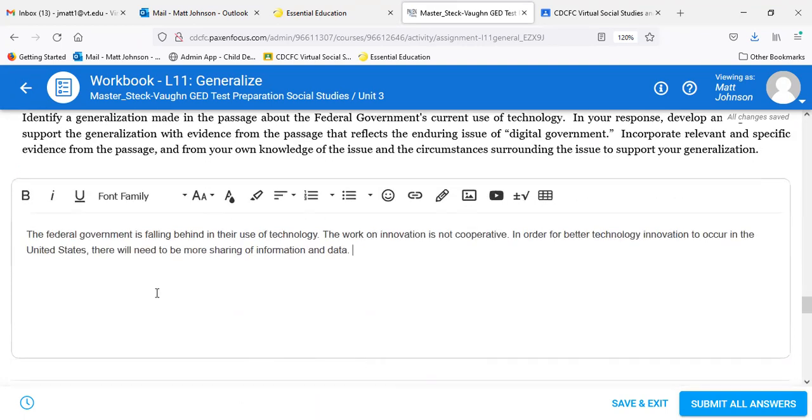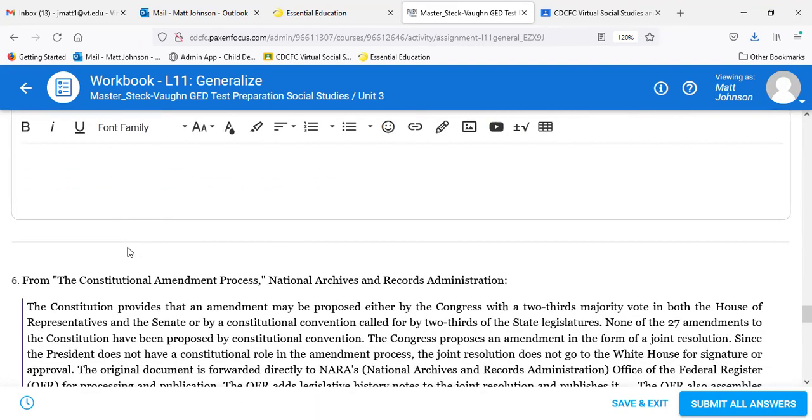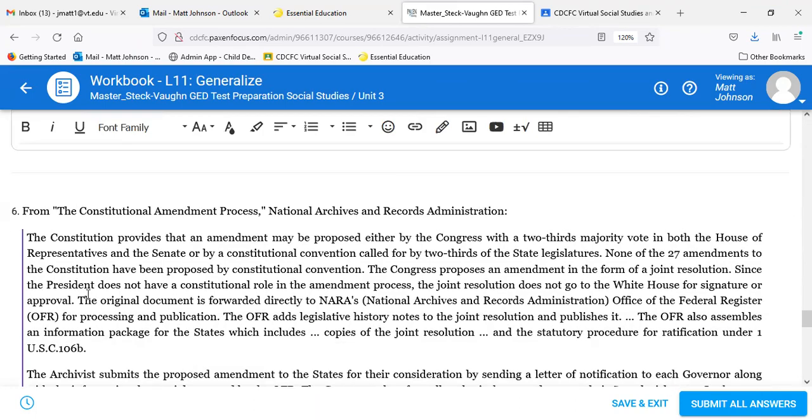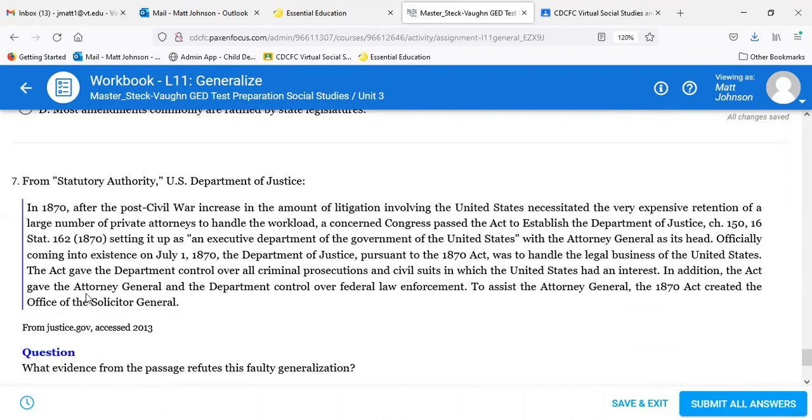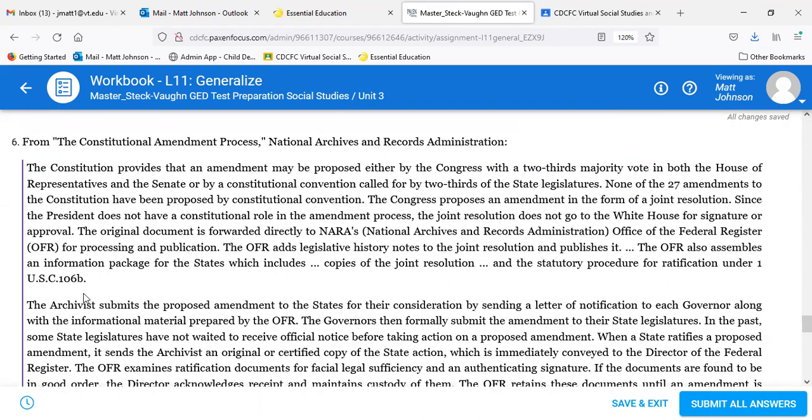I'll come back to it if we need to follow up. And then we only have 2 questions left here. Let's see, is it on the same? Okay, 2 different passages. Let's go.